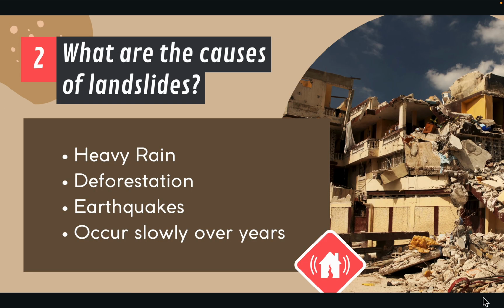So what are the causes of landslides? Well, number one is pretty obvious, heavy rain. Heavy rain is a common cause of landslides, as I just said, as it adds weight to the upper layer of the soil and the rocks, which results in the mud being a lubricant, and it just all falls. Yeah, that's the best way I could explain it.